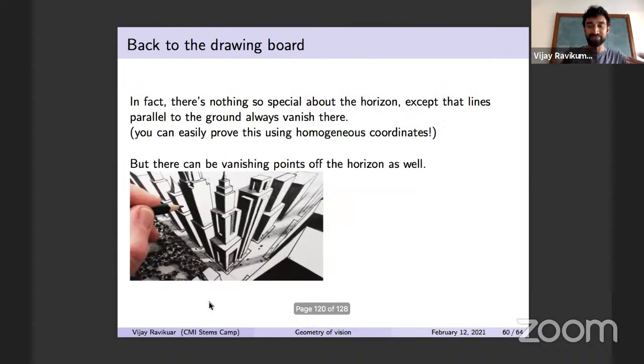More generally, if you take any plane in actual space, all of the families of parallel lines on that plane will converge to a single line at infinity, which you can call a horizon line. So you can define a horizon line that way and have different horizon lines as well.